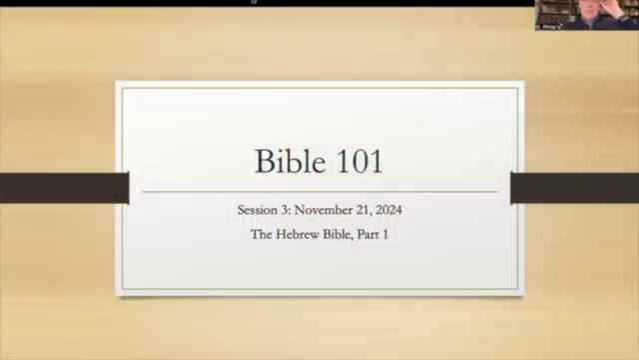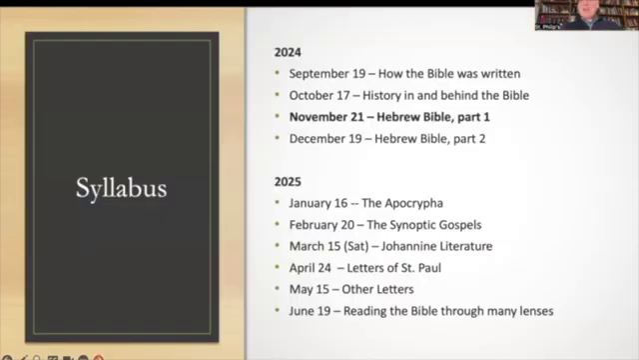This month's session is called the Hebrew Bible Part 1, and it's part of our series, which began in September with how the Bible was written, and then last month, the history in and behind the Bible. And so we're going to look at the Hebrew Bible, what we used to call the Old Testament, in a couple of sessions this month and next month. These videos will be available anytime on our website as well.